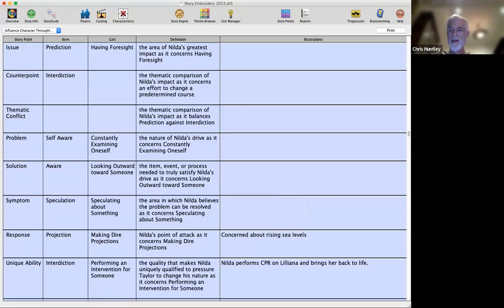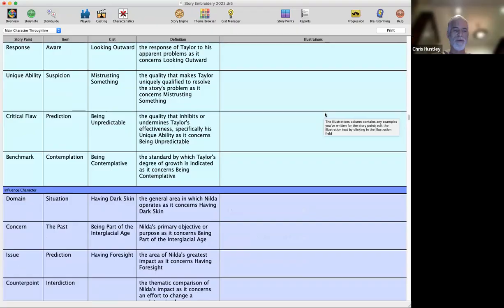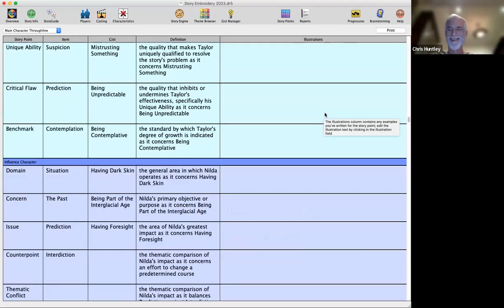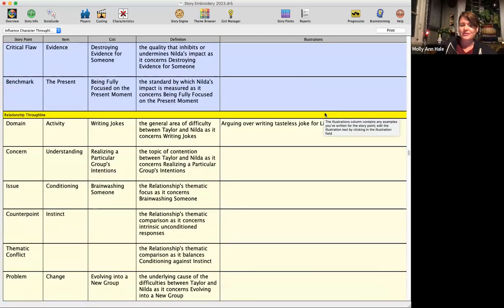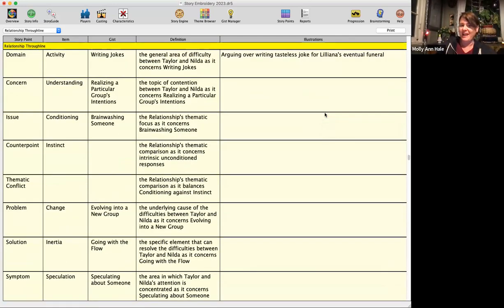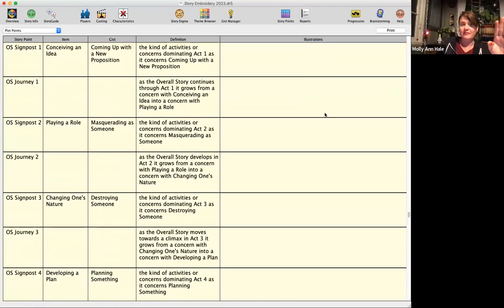Okay. And let's go to Molly Ann. That was a really good one, Teresa. I'm going to attempt a big move here. Stop me if I'm crazy. I would never stop. I'm looking at influence character signpost, relationship signpost, overall story signpost, and main character signpost, all in one. Signpost four, sorry.